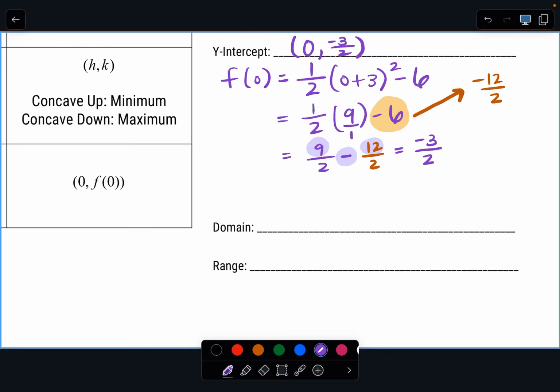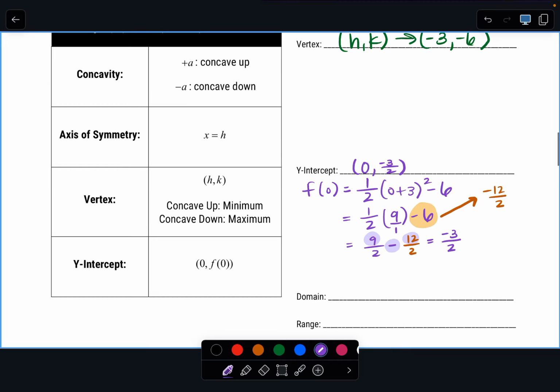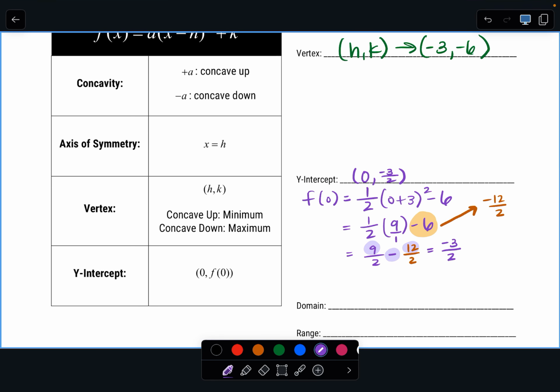Okay, so I've got my y-intercept, I've got my vertex. I'm going to go ahead and just use this space where I have the vertex written to kind of draw out what I'm looking at. I'm going 1, 2, 3, 1, 2, 3, 4, 5, 6, somewhere way down here. And this is going to be concave up because we said A was +1 or +1/2.